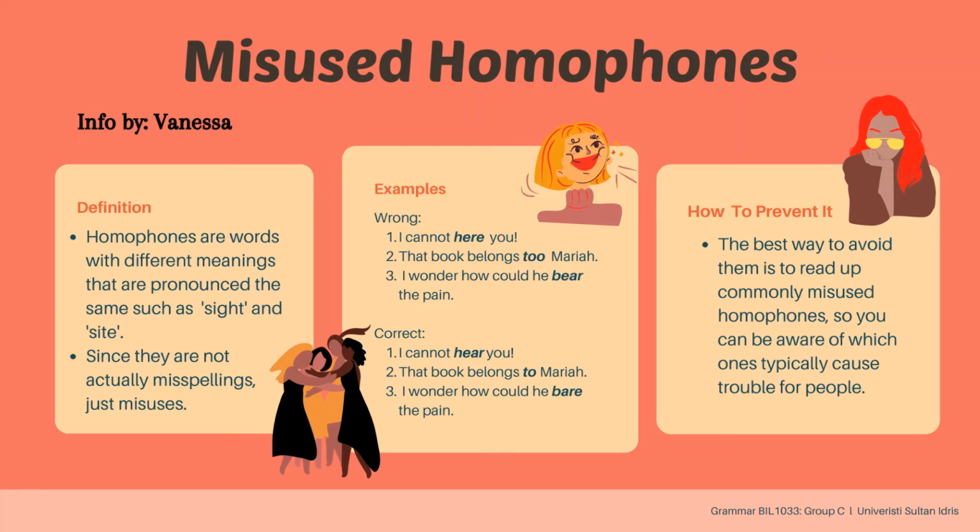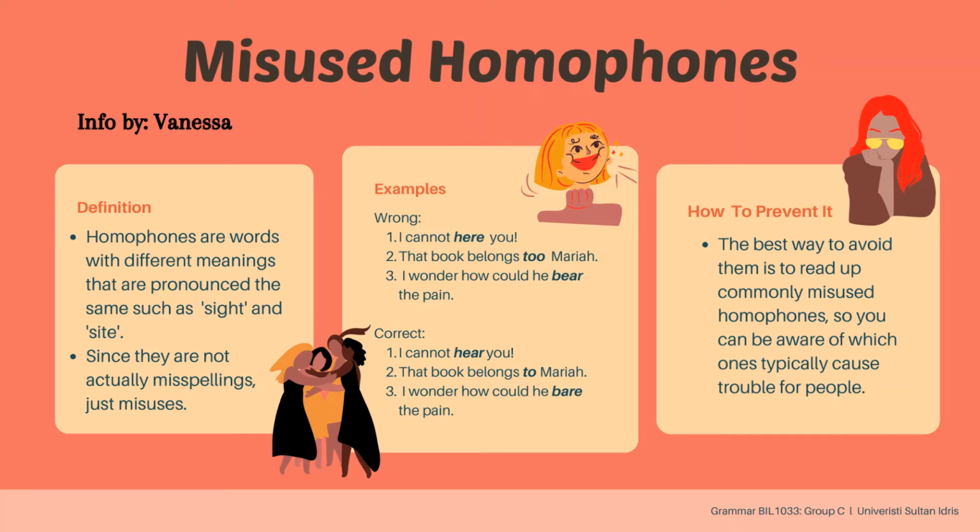So here are some examples that I have prepared. The first one is I cannot hear you with the spelling H-E-R-E. This sentence is completely out of topic since the person who's saying this wanted to say I cannot hear you, which holds the meaning listen. The second sentence is that book belongs to Maria, to with a double O. As I say just now, it sounds ridiculous. So the correct sentence is that book belongs to Maria.